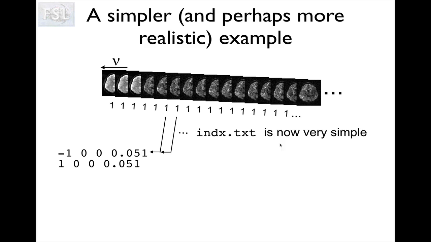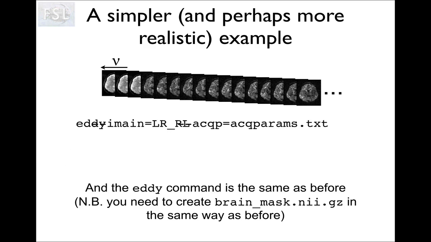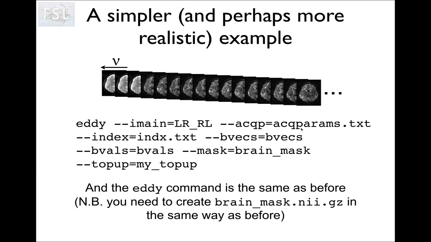So once we've run topup, now we want to run EDDY. And index.txt is now very simple, because they're all acquired with the same acquisition parameters. So it's just a file of ones, as many ones as there are volumes in your diffusion weighted dataset. And also, as I said before, it's not really critical that you use these interspersed B0s to get a good first estimate of movement, because it's all taken care of internally by EDDY these days. So index.txt just once. And then we run EDDY in the same way as we did before.